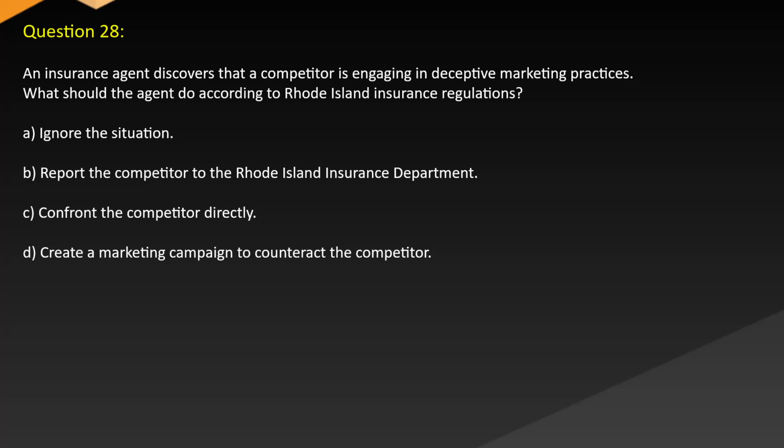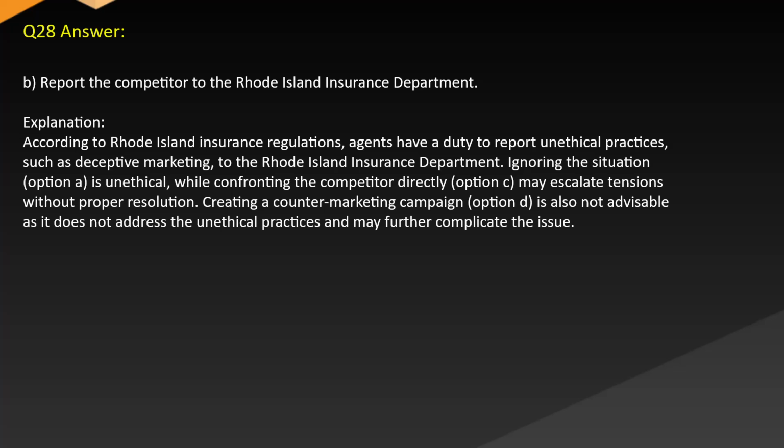Question 28. An insurance agent discovers that a competitor is engaging in deceptive marketing practices. What should the agent do according to Rhode Island insurance regulations? A. Ignore the situation. B. Report the competitor to the Rhode Island Insurance Department. C. Confront the competitor directly. D. Create a marketing campaign to counteract the competitor. Answer: B. Report the competitor to the Rhode Island Insurance Department.